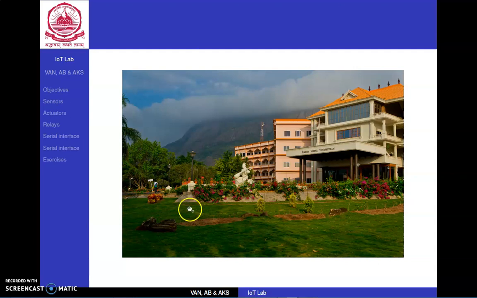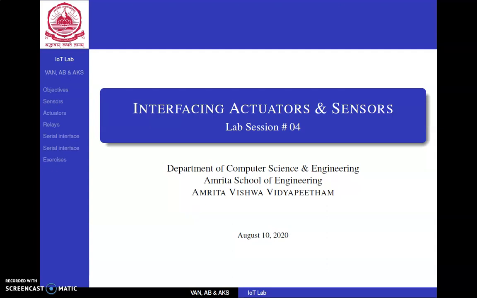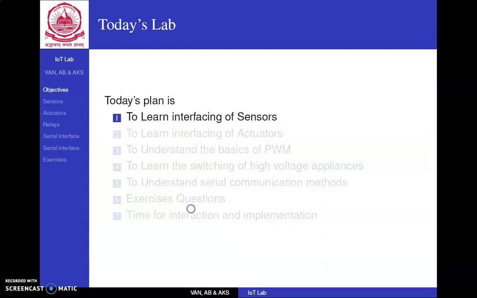Let's get started with the fourth lab session of IoT. So in today's lab, we will be focusing on actuators and sensors, how to interface them to a Node MCU board. So the lab is planned like this. We will start with the sensors, how to interface the sensors. Then we'll go to the actuators. We'll look at the definition, different types of actuators, everything will be studied. And then PWM is a fundamental concept used for controlling most of the actuators and motors.